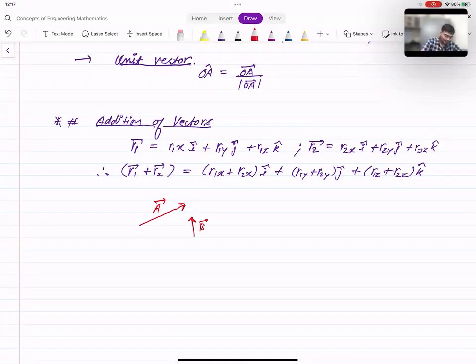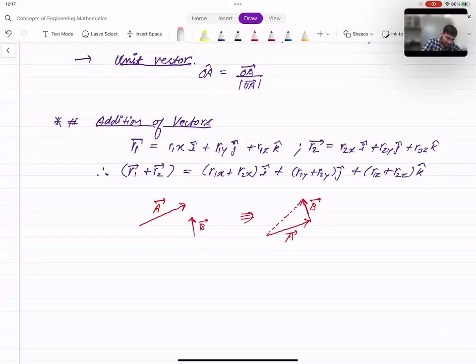So when we add them together, what we basically do is we place the tail of the vector B over the head of the vector A, like this. So this was vector A and this is vector B. Now here we join the tail of the first vector with the head of the second vector.